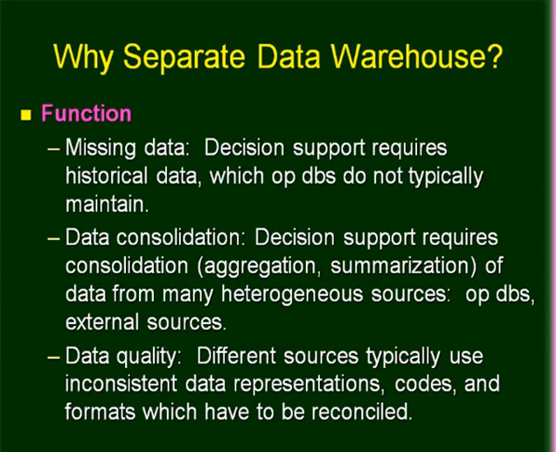The second kind of reason for separation is functionality. Missing data, data consolidation, and data quality aspects are very important as far as the functionality of the data is concerned. The reason is that decision support requires historical data, which operational database systems do not typically maintain. Operational database history won't be maintained, right? So the data is missing in the operational system. Decision support requires consolidation of data from many heterogeneous sources. Heterogeneous sources may be external sources and operational sources.